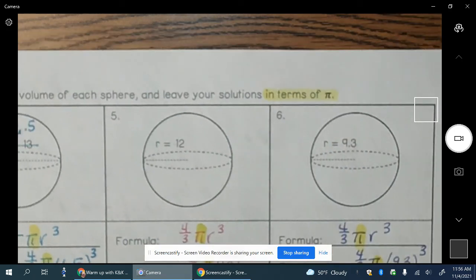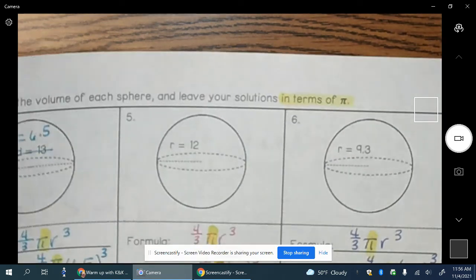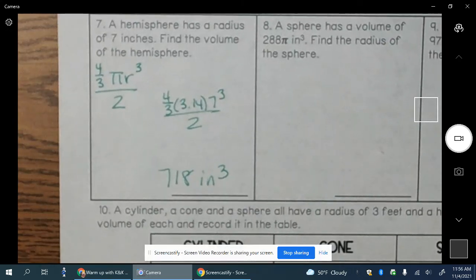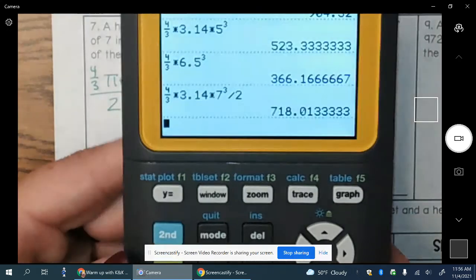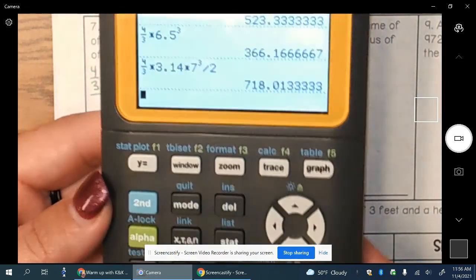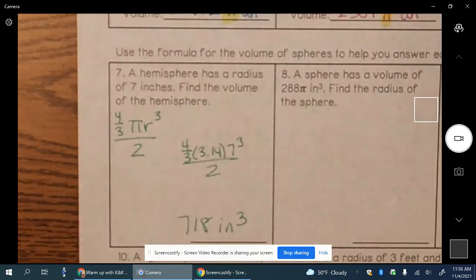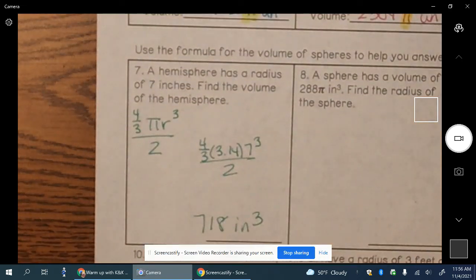All right. Emily, you feel confident? What'd you get? 718. Okay, that is also what I got, 718. It's 718.01, but I asked you to round to the nearest tenth. So 718. Okay, if you missed it, here is the work. Here's the steps. Check your work with mine. Okay?